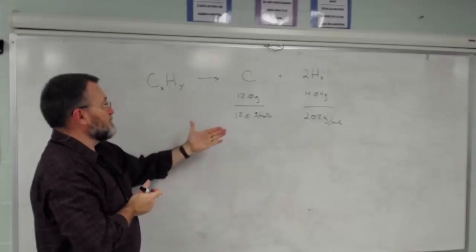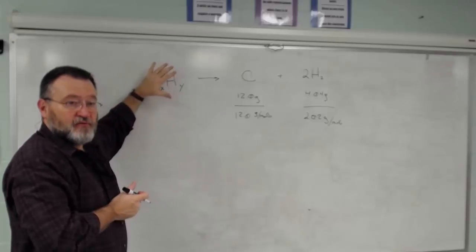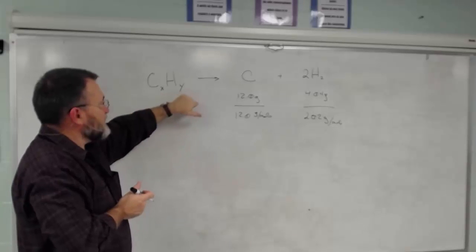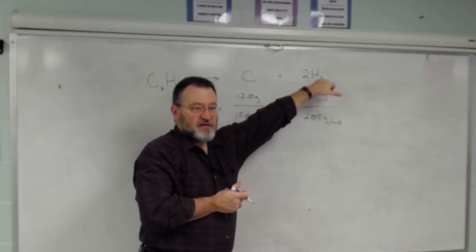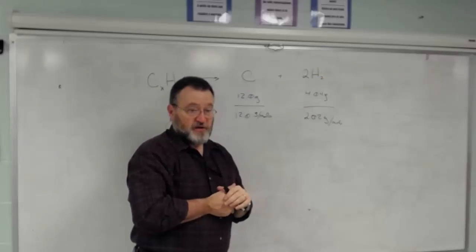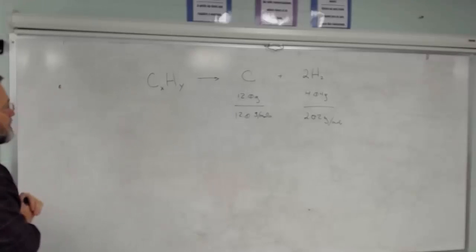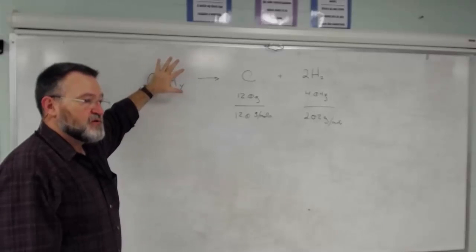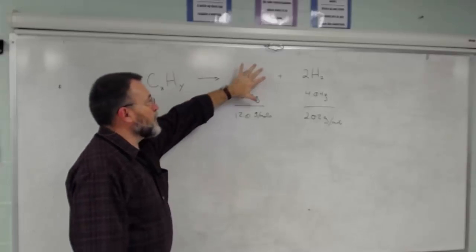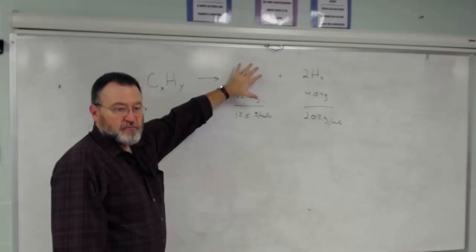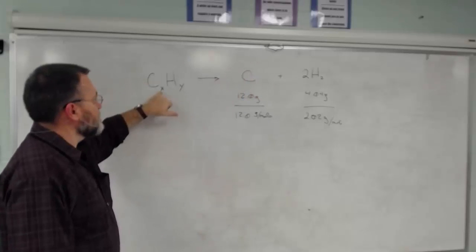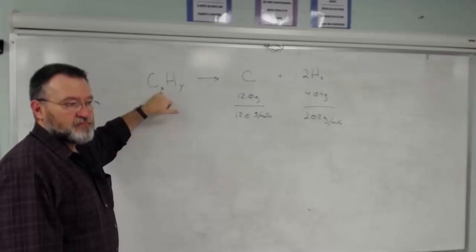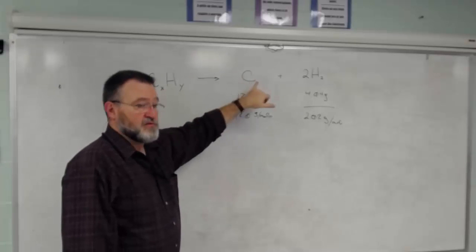Now all we're going to do is go back and figure out what the subscripts needed to be in order to produce this many product of each. So, in order to decompose one mole of this compound and produce one mole of carbon, what must this subscript be? It's a one-to-one ratio, right? Same amount.